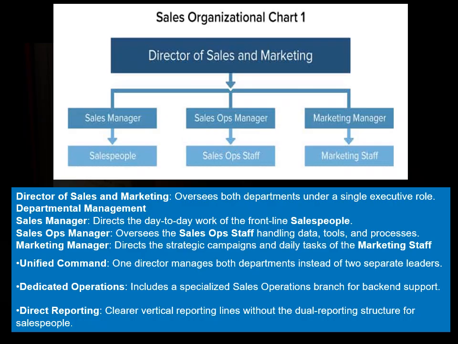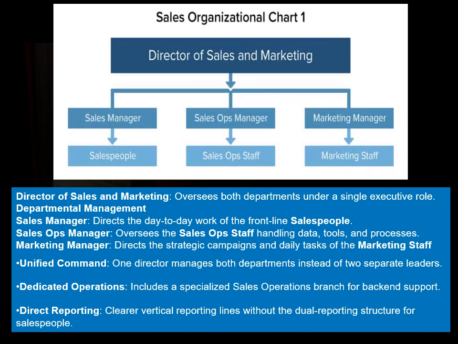Let's talk about a typical structure of the sales organization. We'll talk about different models. So on the screen you can see there is a model in which the department is led by the director of sales and marketing. This director of sales and marketing is reported by the sales manager, sales operation manager, and marketing manager. And these different managers have their individual teams. So the director of sales and marketing oversees both departments under a single executive role, like the sales department as well as the marketing department.